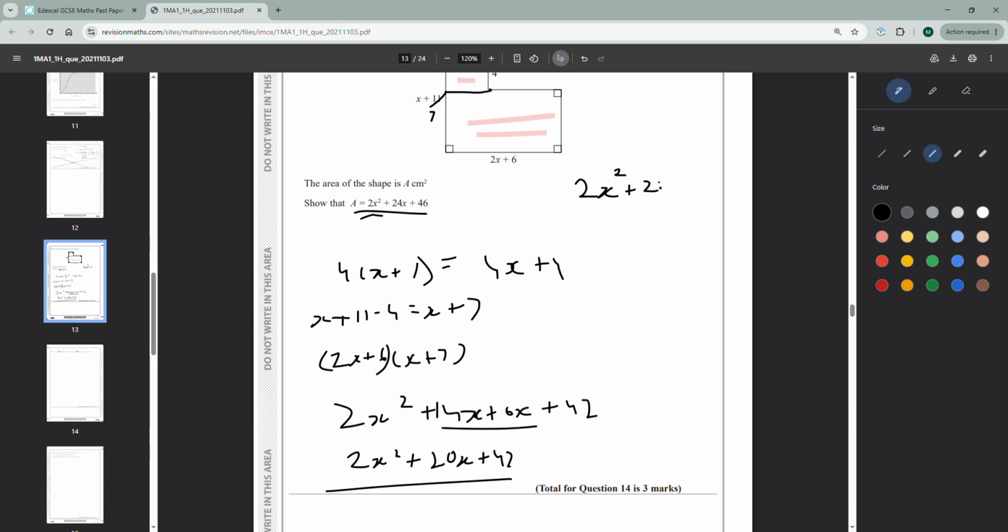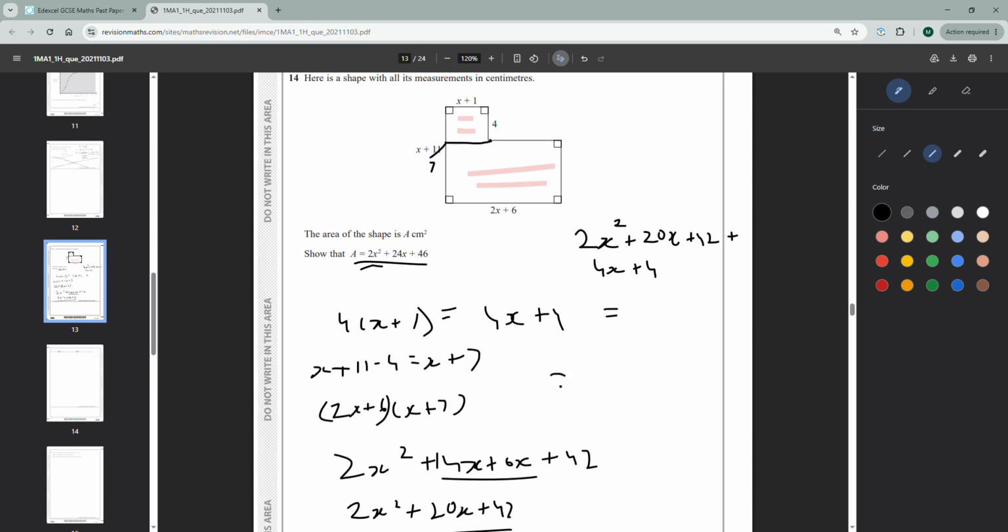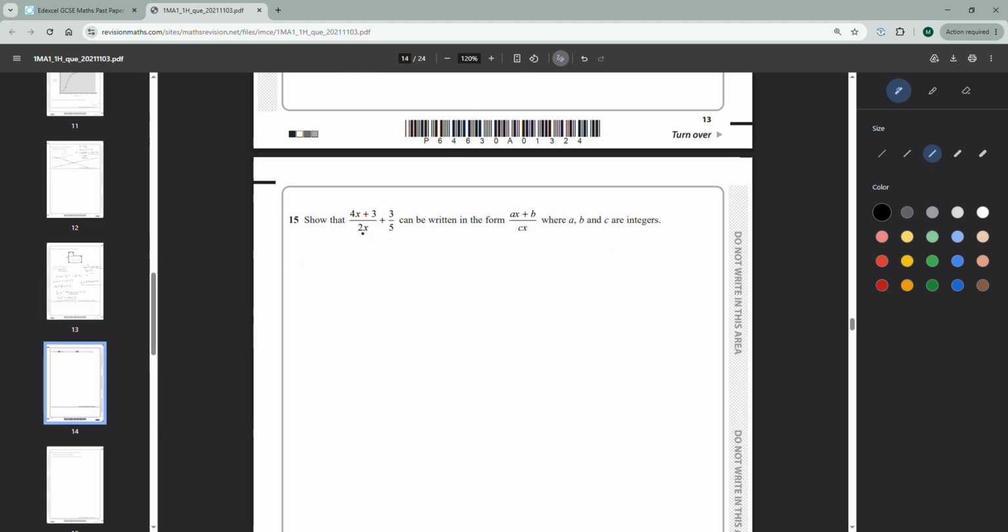So 2x squared plus 20x plus 42, plus x plus 4, sorry, plus 4x plus 4. So that is 2x squared plus 20x plus 24. That's going to be 24x plus that 42, sorry, not 6, 12. 46. Bang, bang, amazing. Next one.